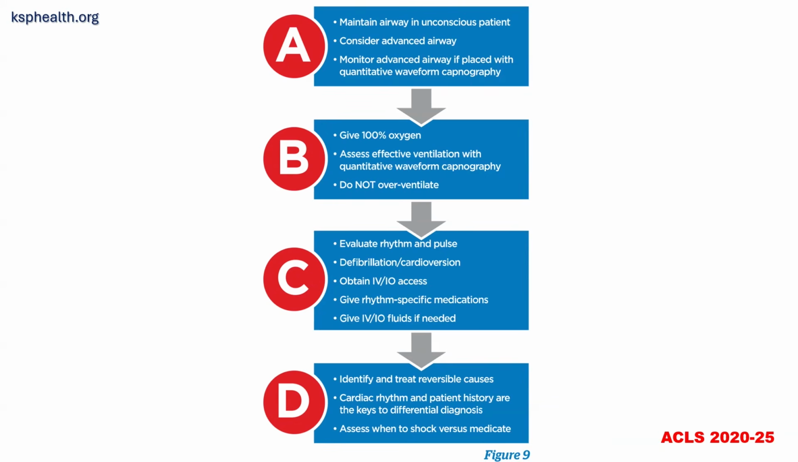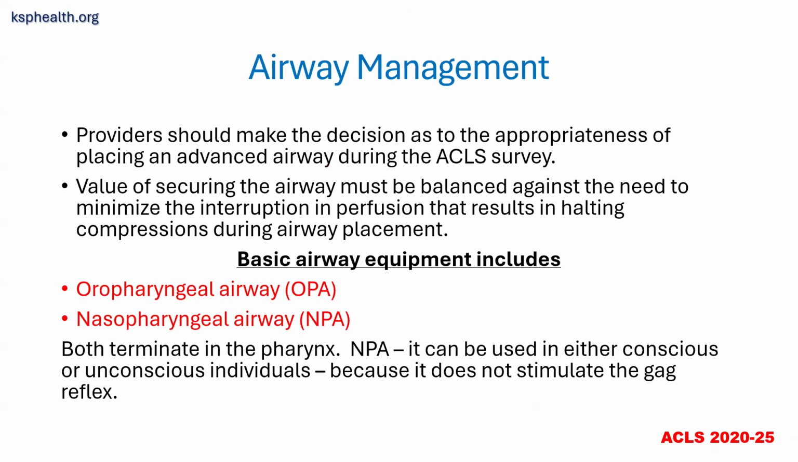Cardiac rhythm and the patient history are the keys to the differential diagnosis; assess when to shock versus when to medicate. First, airway management. Providers should make the decision as to the appropriateness of placing an advanced airway during the ACLS survey. The value of securing the airway must be balanced against the need to minimize the interruption in perfusion that results from halting compression during airway placement.